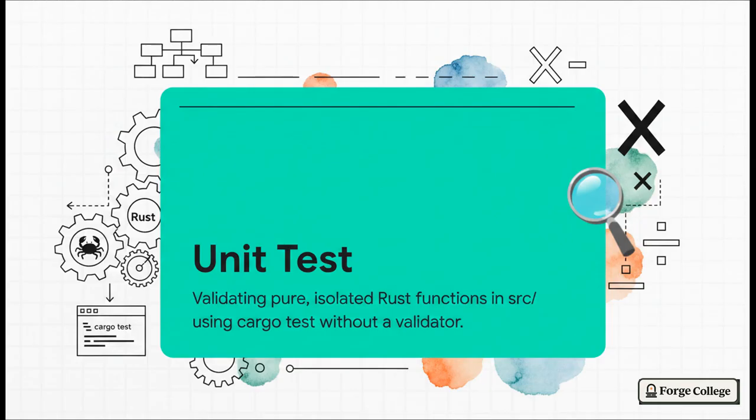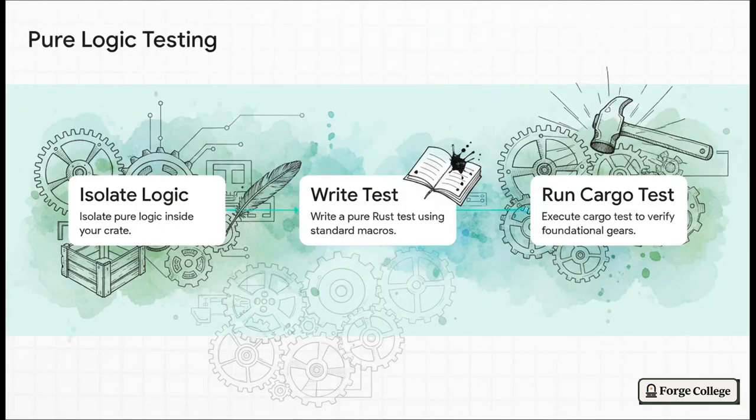Now, a really critical detail here is doing this without a validator. We literally do not need the whole Solana blockchain running just to verify pure math. Think about it. If you have a function that takes an amount, multiplies it by a numerator, and divides by a denominator, well, we can completely test that in pure Rust. The steps for this are highly deterministic and, frankly, beautifully simple.